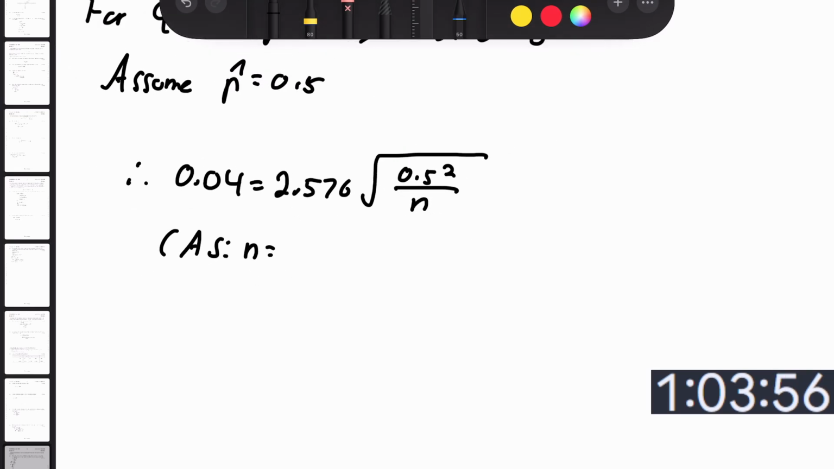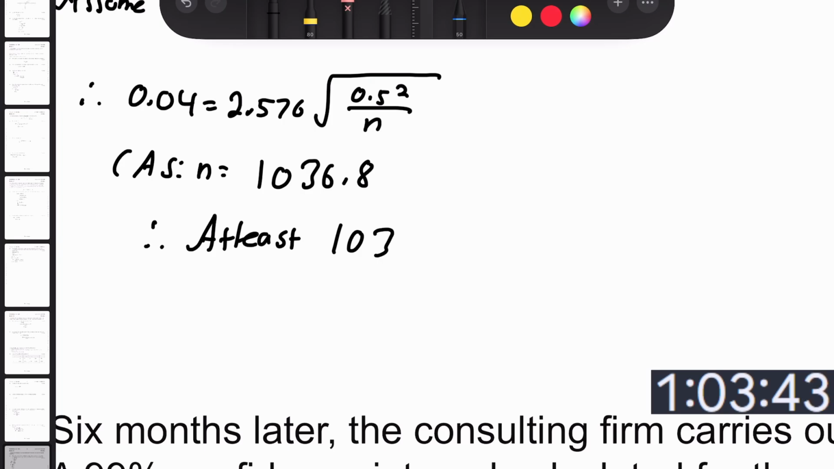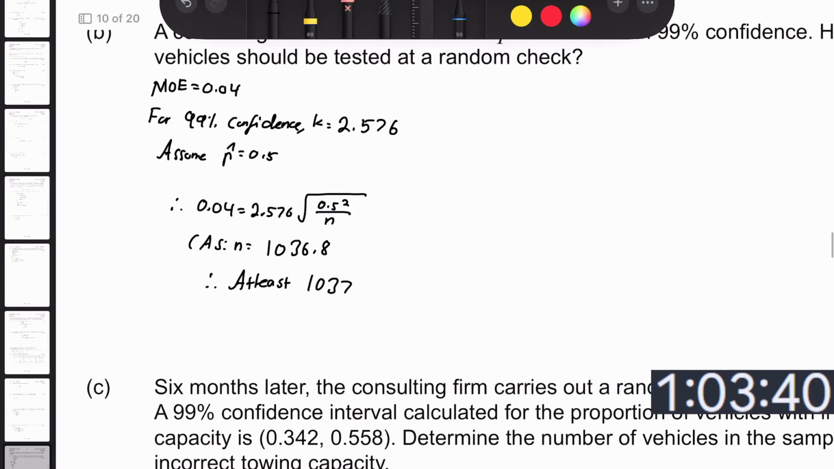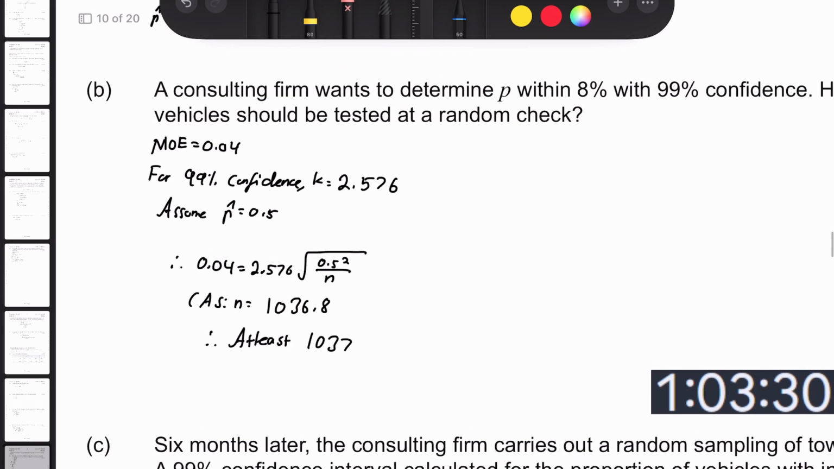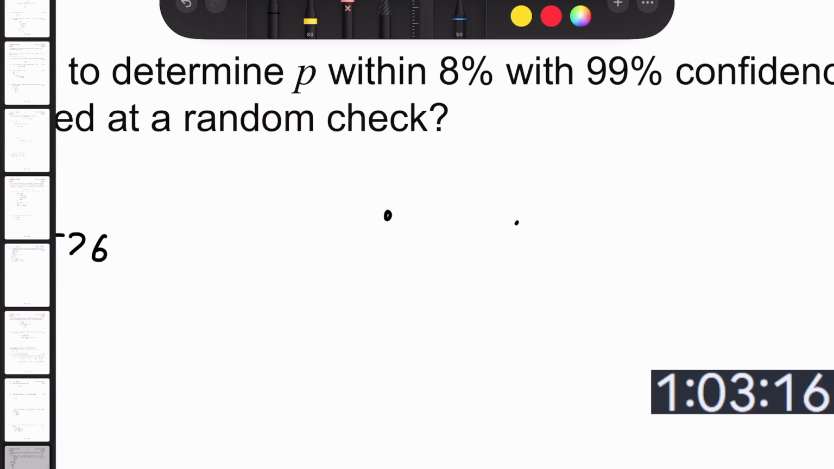So n is equal to 1036.8, therefore at least 1037. Within 8%. For this, the margin of error is 0.04. Let's say this is P. That's still within 8%, I assume. Okay.